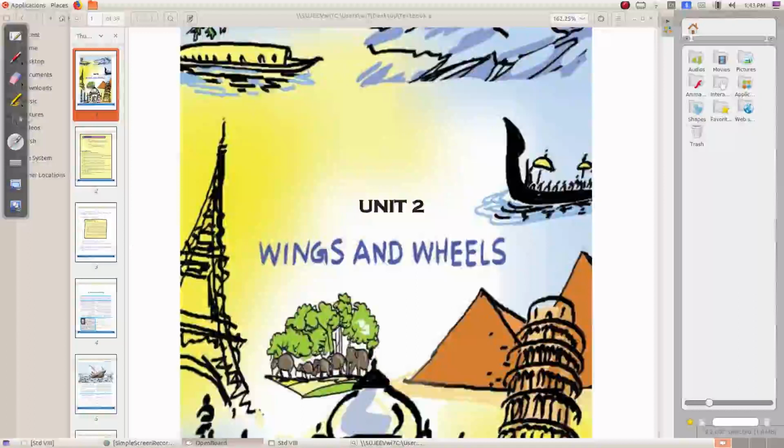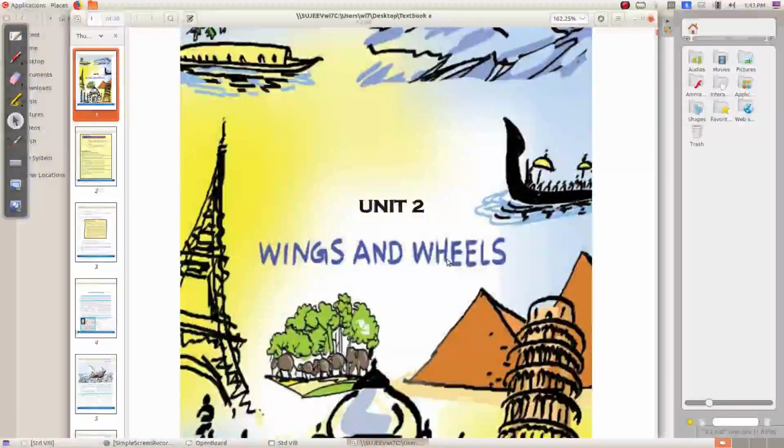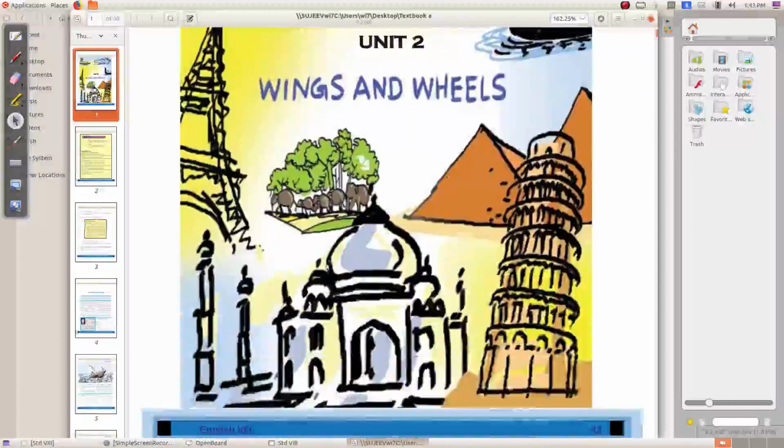And another one is here, your favorite. In the last class, we discussed this one. This is our Taj Mahal. So these are all situated in different countries. And our title says Wings and Wheels. Altogether, what do you understand from this? Wings means to fly. Wheels means to move forward. So altogether we can say traveling from one place to another. So this unit is basically concentrating on traveling.